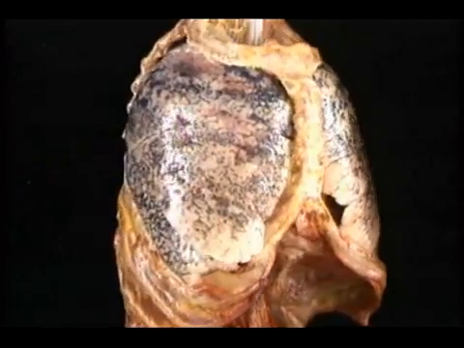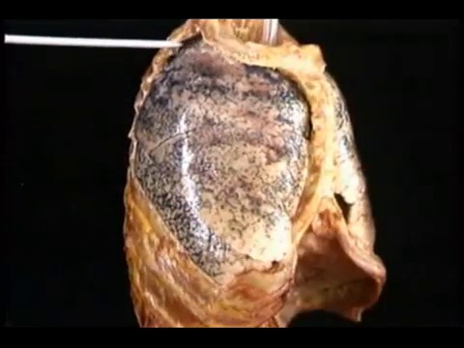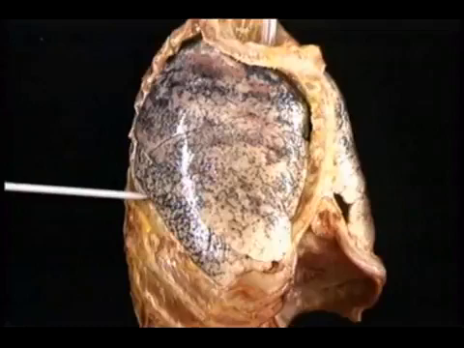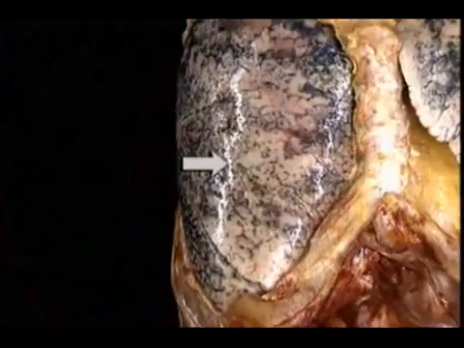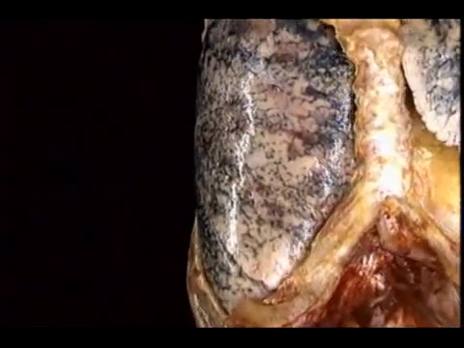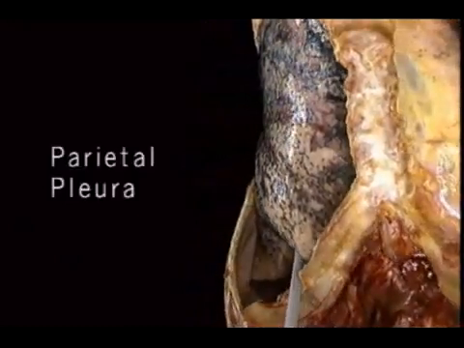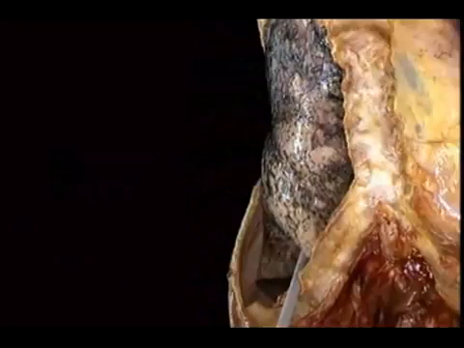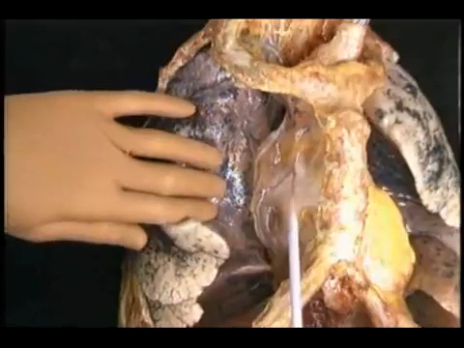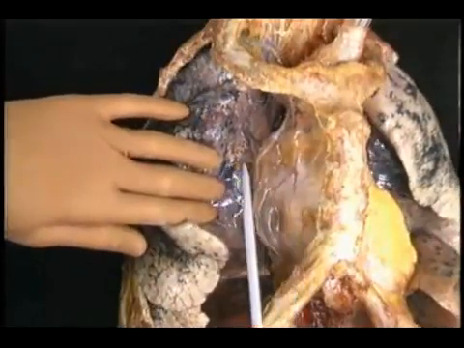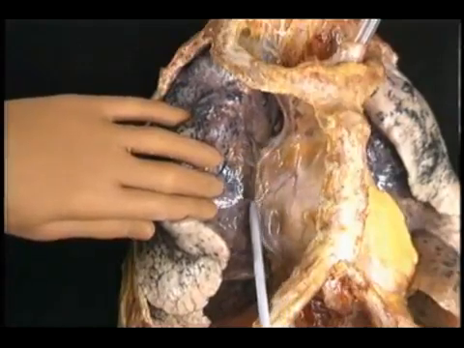The layer of smooth tissue which covers the outside of the lung is also pleura. All the way round the pleural cavity, the two layers of pleura touch, with nothing between them except a thin film of fluid. The layer that covers the lung is called the visceral pleura. The layer that lines the cavity is called the parietal pleura. The two layers of pleura, the parietal and the visceral, are continuous with each other here, around the hilum of the lung.